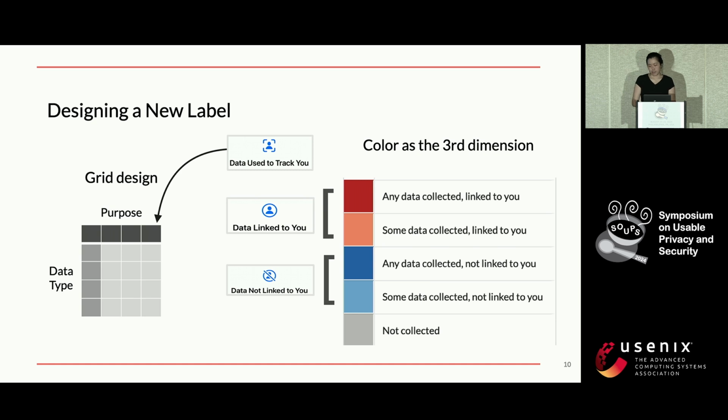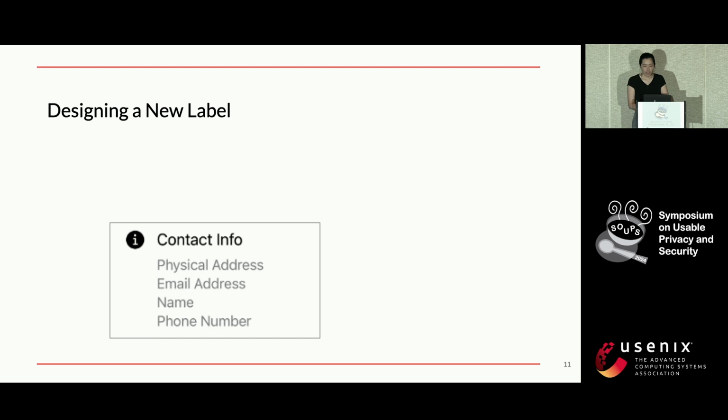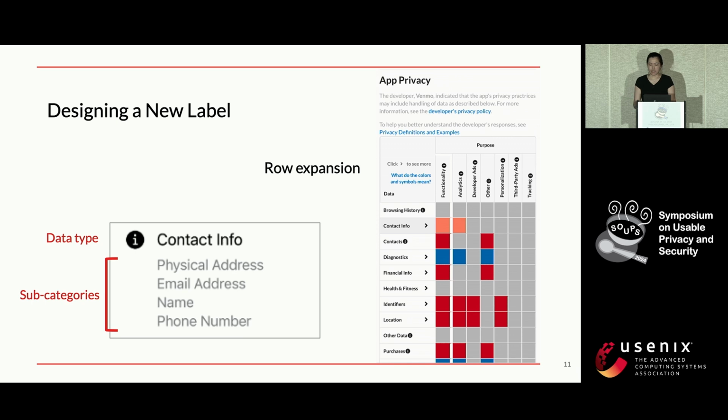We then further use the different shades of the color to distinguish whether it is all of the data or only some of the data. And we use the gray square to indicate no collection. So due to the hierarchical nature of the data types and its subcategories, we incorporate row expansion. So you only see the top category. So upon expanding, you see the full list of subcategories.